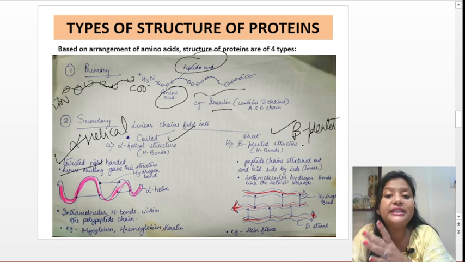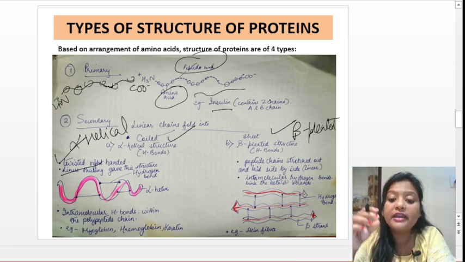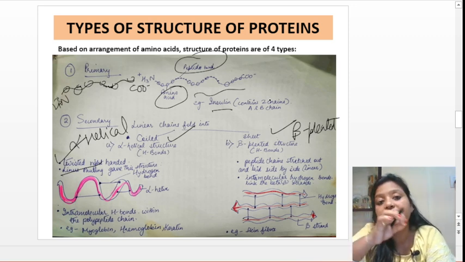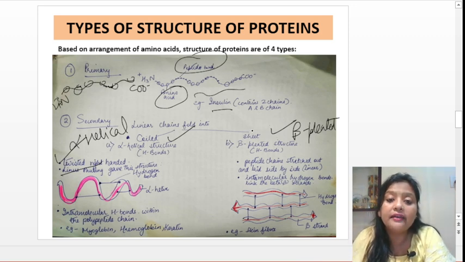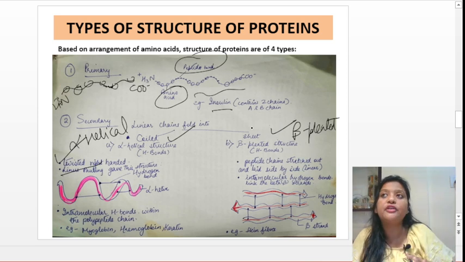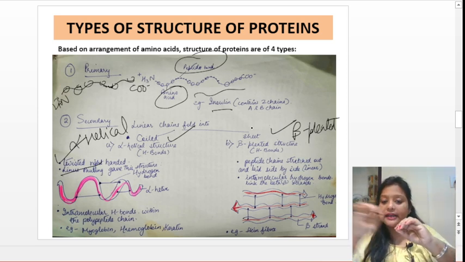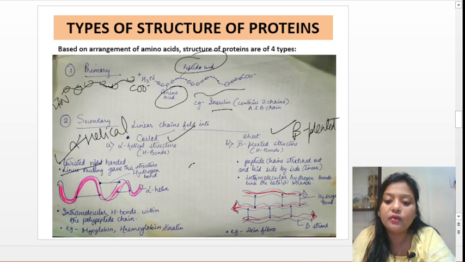Then for beta pleated, as you have seen the helical is a right-handed twisted shape. In beta pleated, pleated means pleats. That means the peptide chains are stretched out to the maximum they can extend. They will extend and stretch out and form pleats, side by side. Suppose you are draping a cloth, you can see lines which are parallel to each other side by side. This is how they will look. So this is the repeated structure.